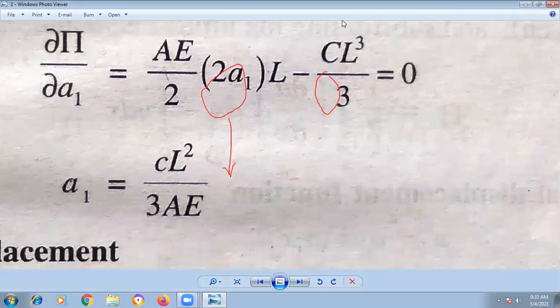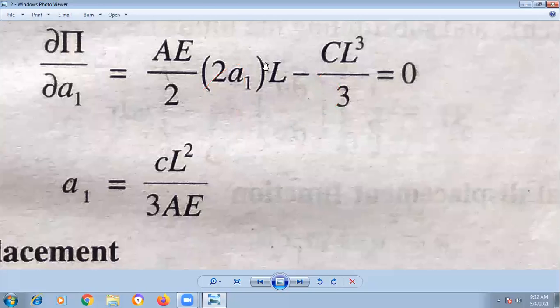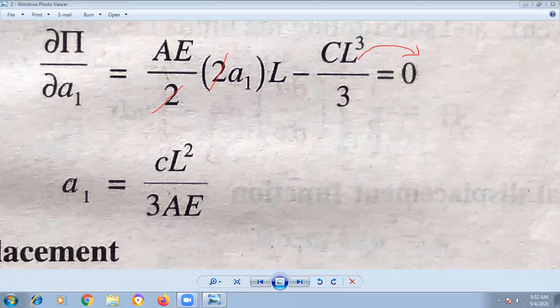So what we get out of this is, this 2 gets cancelled. We will be left with AE into A1 into L minus C L cube divided by 3. Transfer C L cube by 3 to the other side. This becomes plus C L cube by 3. Then AE into L will be transferred to the denominator on the right hand side. A1 is retained on the left hand side.